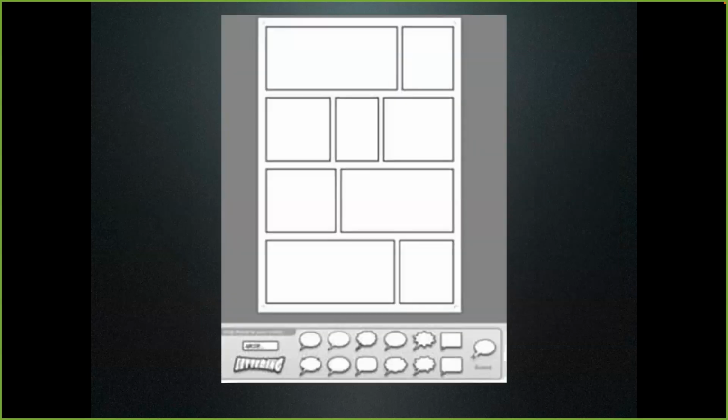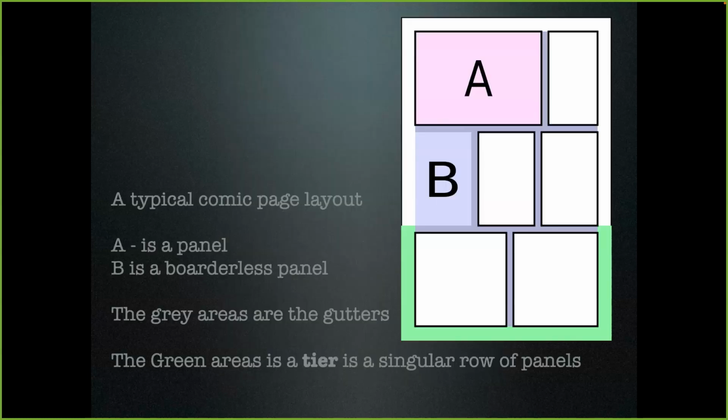So this is an example of a panel page and different kinds of panels. This is quite a few panels on one page. I'm certainly not going to require that. And down at the bottom, you'll notice that there's different kinds of speech bubbles, and we'll be talking about those as well. So a typical comic book layout is: A is a panel, B is a borderless panel.